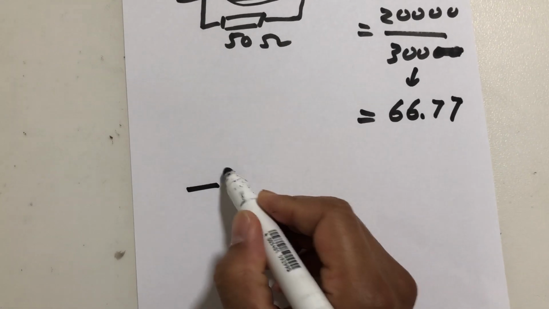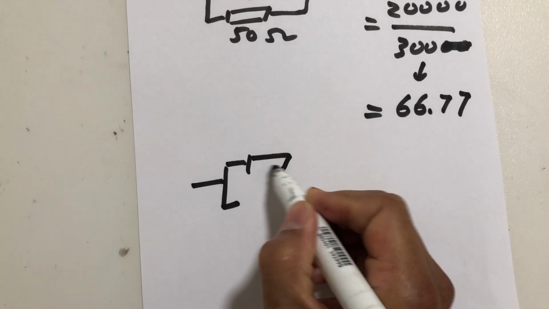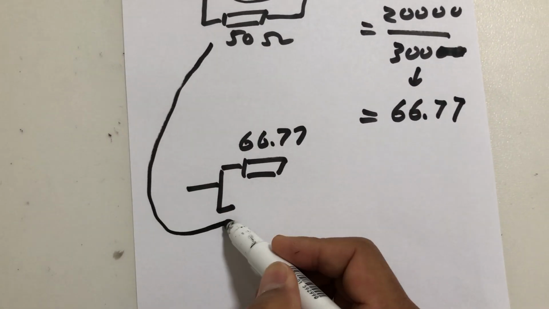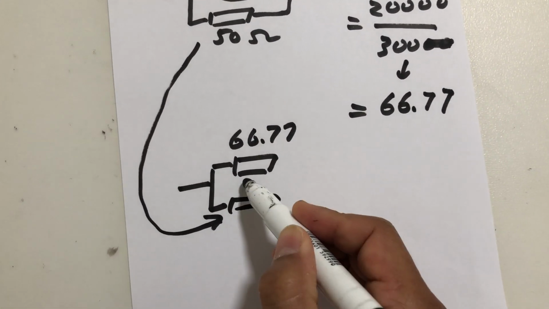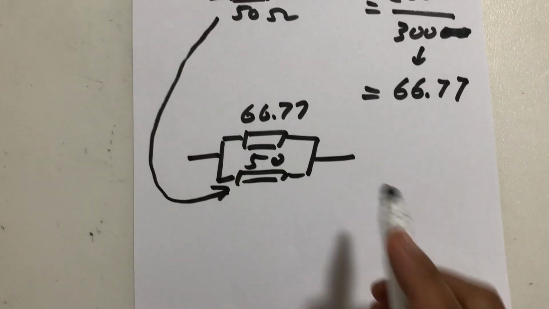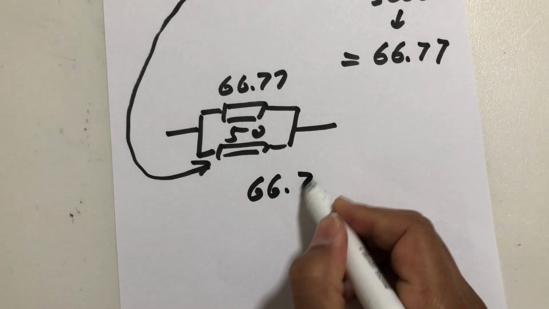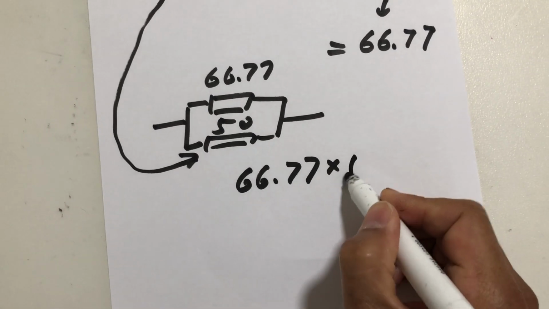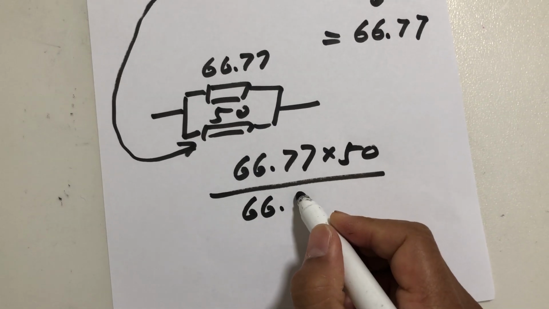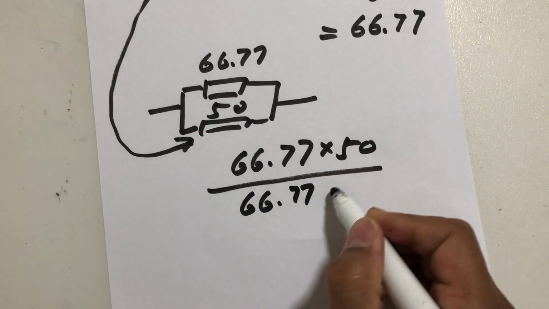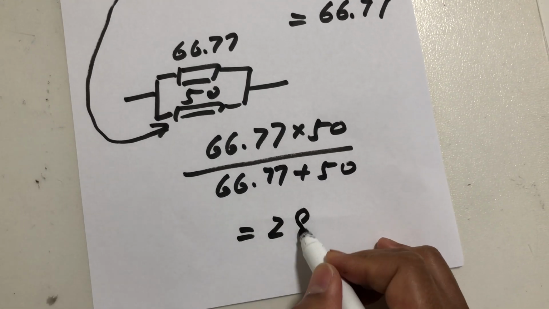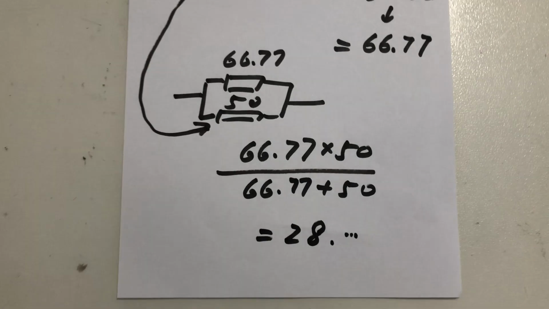Okay, then you just assume, because you get it, this is 66.7, and this one is 50. We haven't done the 50 calculation. You put it here. Then what do we do? Do it again. 66.7 times 50 divided by 66.7 plus 50, and roughly you get 28 something. Okay, you do the calculation by yourself.